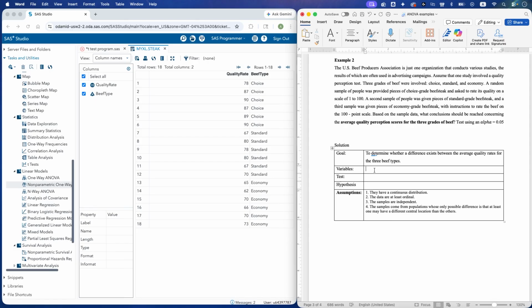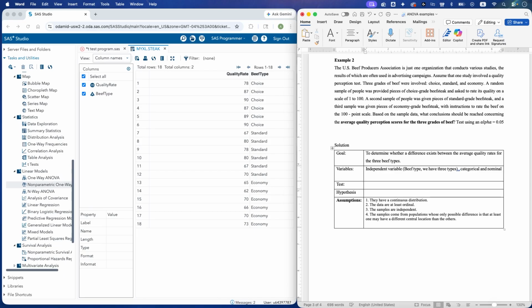First of all, we have an independent variable. What is the independent variable? The independent variable is the beef type. We have three types, so this is categorical and nominal. It's nominal, right? Why is that? Because you have three beef types.